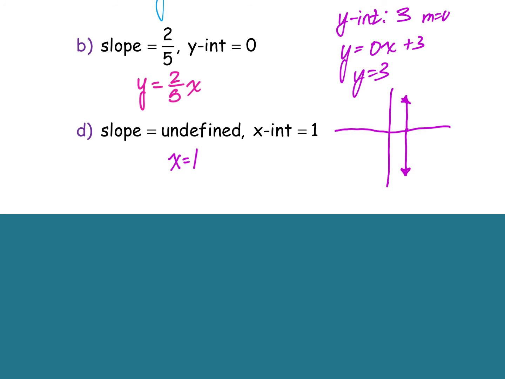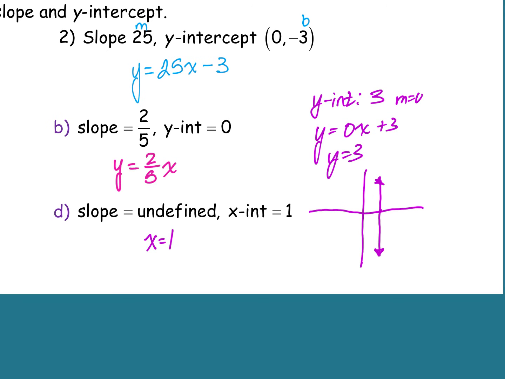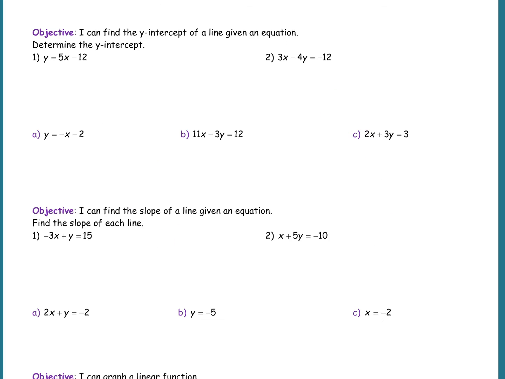Does that help? Oh, you can't see that. You've got to tell me when you can't see it. Does that make sense? But if it has an x-intercept, there's no y. Okay, good question.